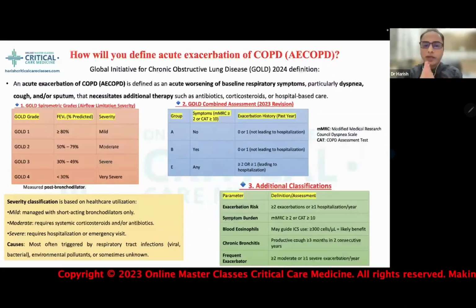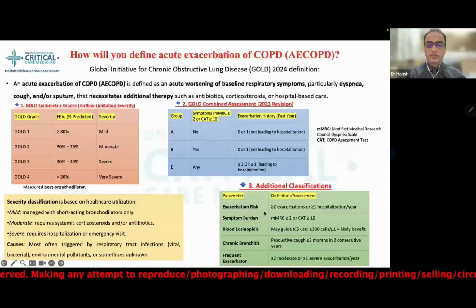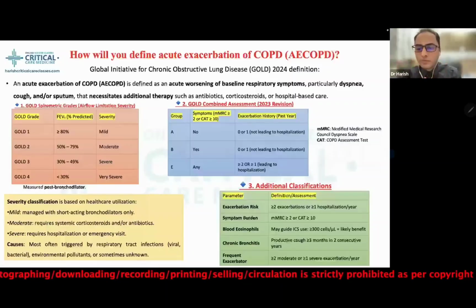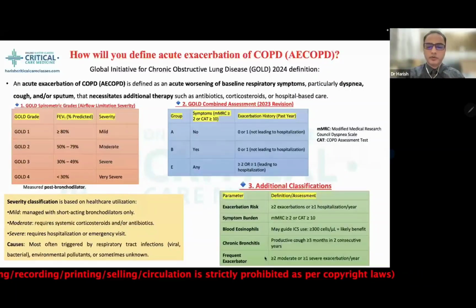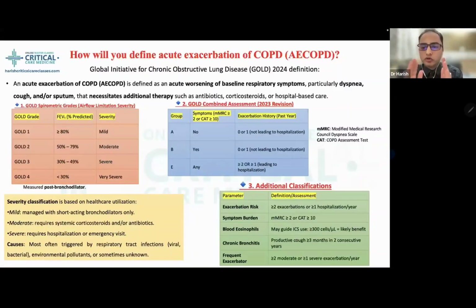So this is how we can have a combined assessment based on the exacerbation history together with the modified Medical Research Council dyspnea scale. We have some additional classifications. Exacerbation risk: more than or equal to 2 exacerbations or more than or equal to 1 hospitalization per year. Symptom burden: modified MRC of more than or equal to 2 or COPD Assessment Test of more than or equal to 10. Blood eosinophils may guide inhaled corticosteroid usage, with a value of more than or equal to 300, which is likely to benefit from inhaled corticosteroid.